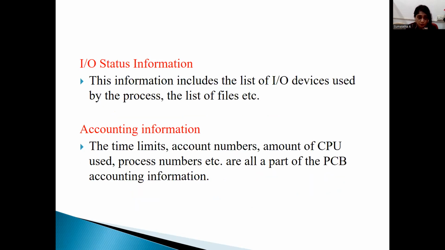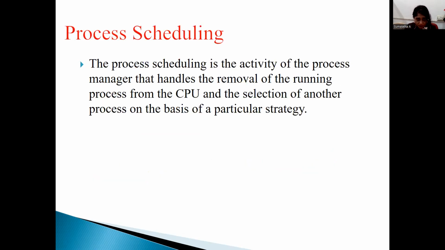And the next thing is the input output status information. For example, what are the input output devices that are connected to this particular process? And the next thing is the accounting information. For example, the time limit, the account number, or the amount of CPU time that the process uses in order to execute. All of these things are a part of the process control block, or the task control block.